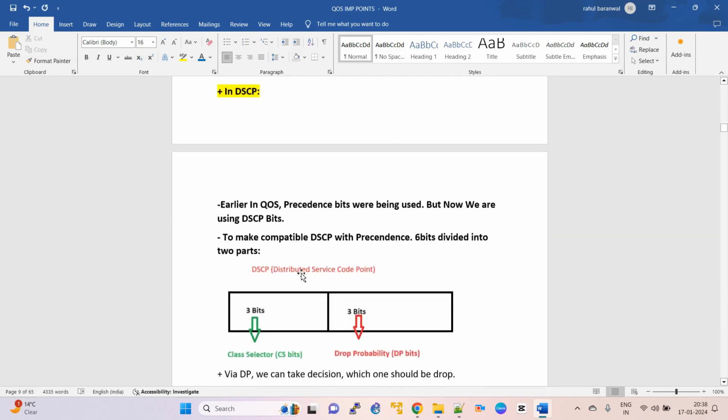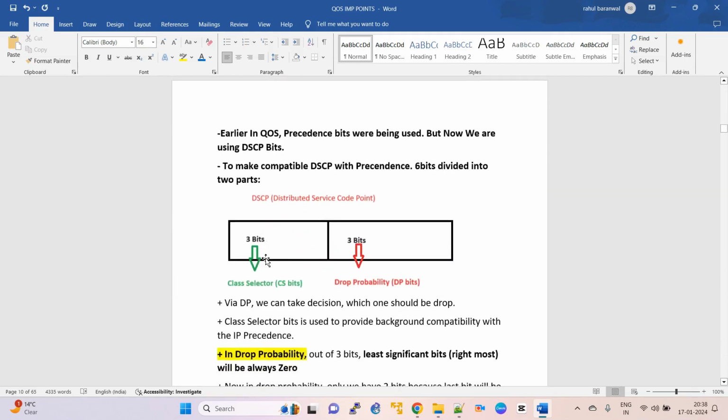3 bits and 3 bits. So the first 3 bits will be known as the class selector, and the last 3 bits will be known as the drop probability. So class selector and IP precedence are both the same. If someone asks, if the IP precedence value is 5, then what will be the value of the class selector? Then that will be 5. That means both are the same.